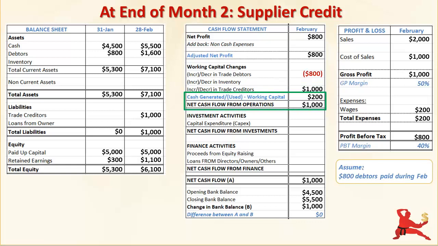The net effect of the timing differences in receipts and payments of your operating transactions ended up generating positive cash flow of $200. This cash flow generated by working capital movements together with your net profit figure gives you net cash flow from operations in February of $1,000. There are no investment and financing activities in February, so $1,000 from operations is your net cash flow for the business for the month. And that reconciles exactly with the change in your bank balance between the 31st of January and the 28th of February.